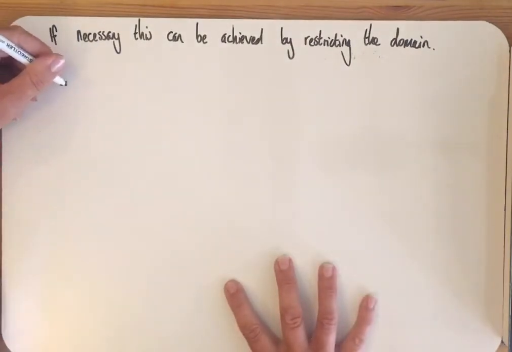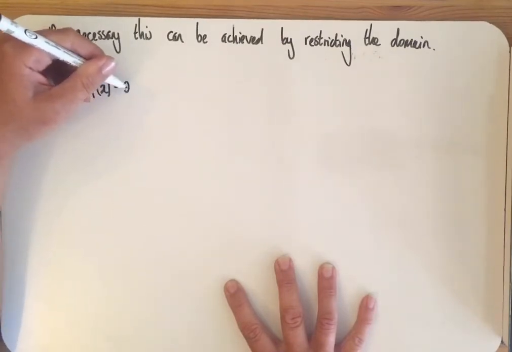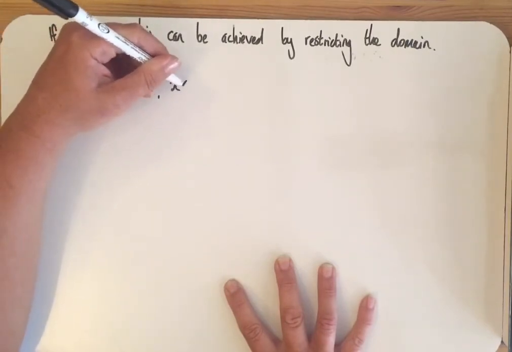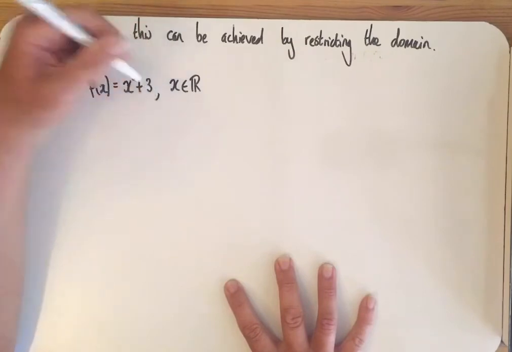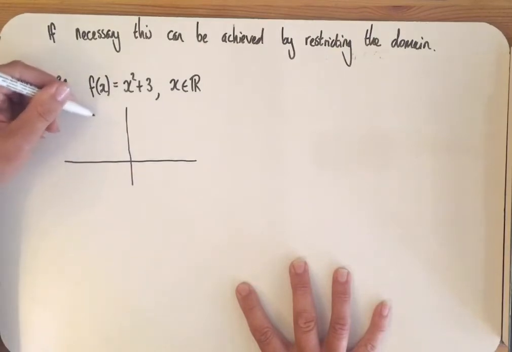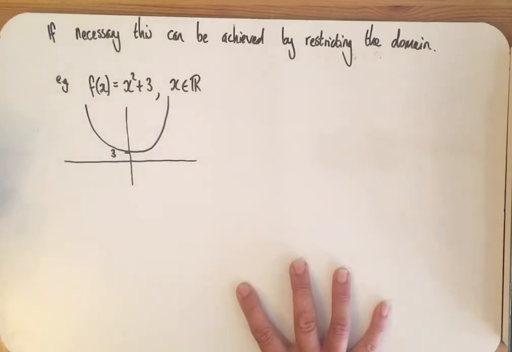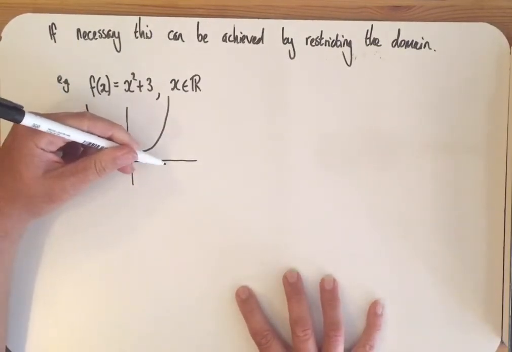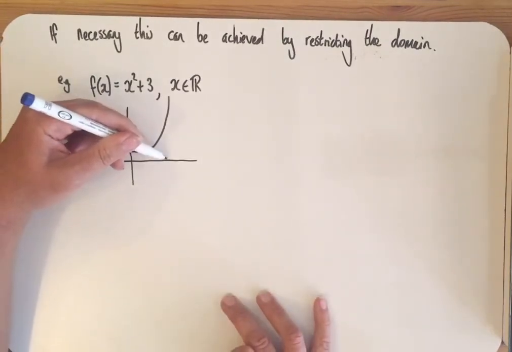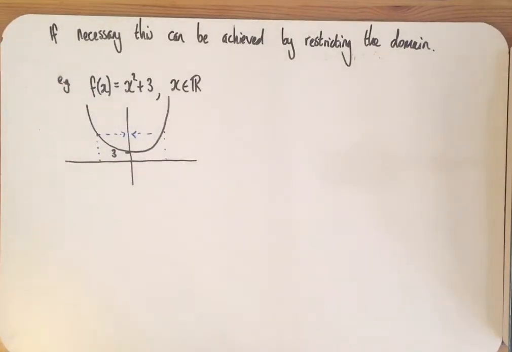So as an example, if I have f of x equals x squared plus 3, and we can have x, remember the reals, so there's no restriction on x. Then that's just x squared moved up by 3. Put any value of x in. This is a many-to-one mapping, so we've got more than one value of x, just to demonstrate, being mapped to the same value of y. So this is many-to-one.